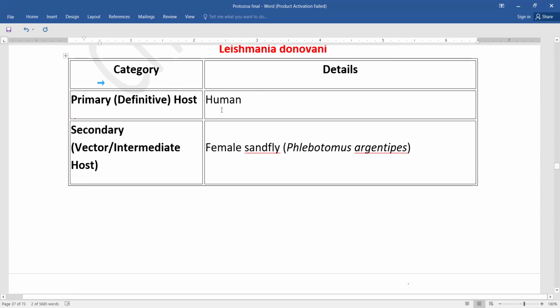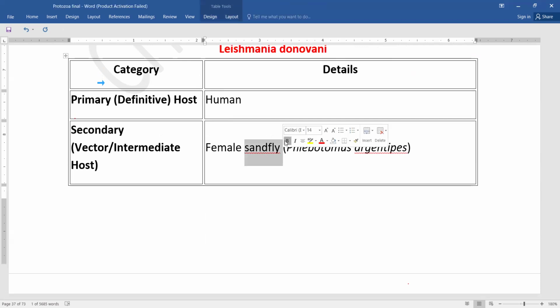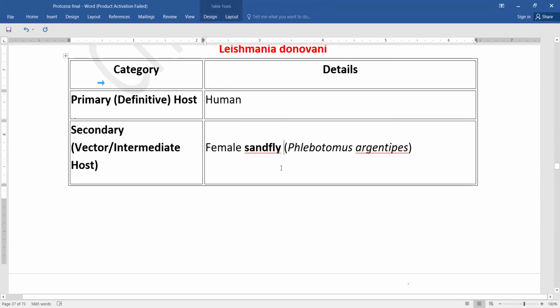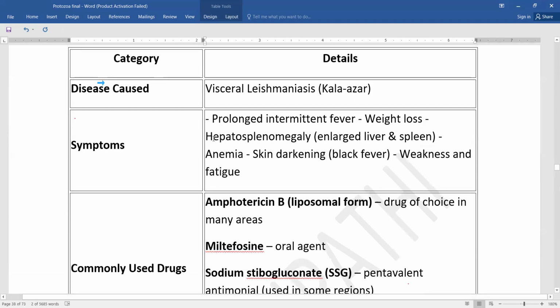So the primary host of Leishmania is human being. Secondary host is the female sandfly. Don't be confused between tsetse fly and sandfly. What is the vector of Leishmania donovani? Secondary host? Sandfly. Its scientific name is Phlebotomus argentipes. Okay, you should remember this. This was also asked many times, and many people still confuse between sandfly and tsetse fly, Glossina palpalis and Phlebotomus argentipes. Anyway, so the disease caused by Leishmania donovani is called Kala Azar disease or visceral leishmaniasis.